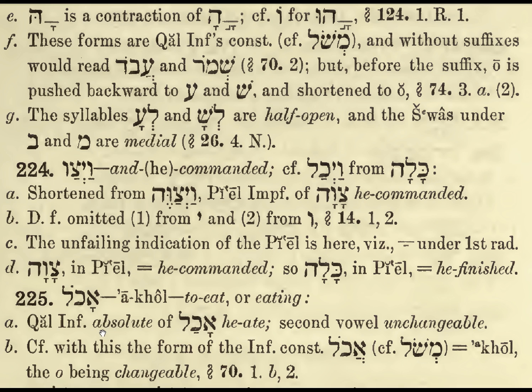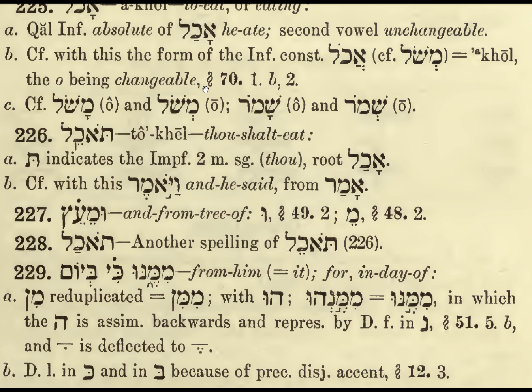Achol, to eat or eating. Kal, infinitive absolute of achal, he ate. The second vowel unchangeable. And compare this with this, the form of the infinitive construct achol. Compare with mashol, the o there being changeable. Mashol. Shamor.